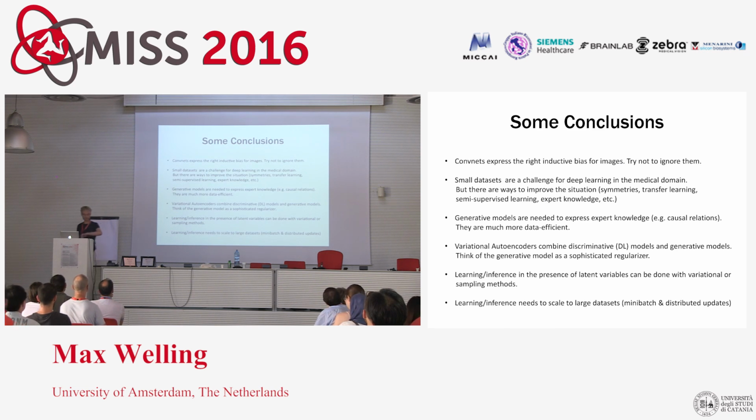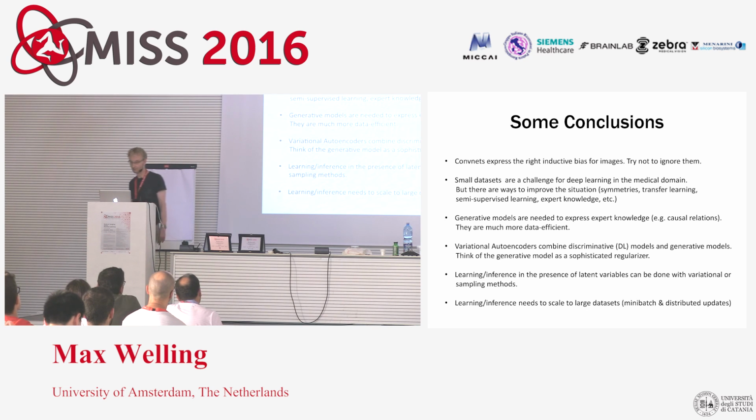So some conclusions. Convnets express the right inductive bias for images, I think. So try not to ignore them. I think even for the medical imaging domain, this is going to be important. Small data sets are challenging for deep learning in the medical domain, for sure. But there are also ways to improve the situation. We've looked at symmetries, we can do transfer learning, we can do semi-supervised learning, we can inject expert knowledge. Generative models are a really great way to express expert knowledge, let's say causal relationships or using a simulator. And so they can be much more data efficient.